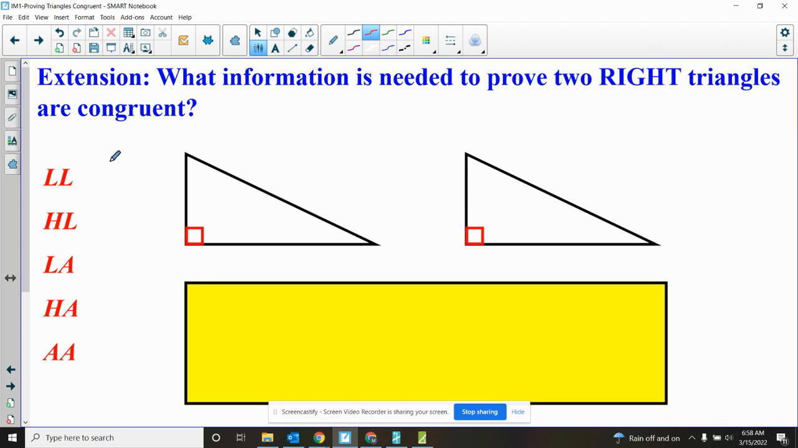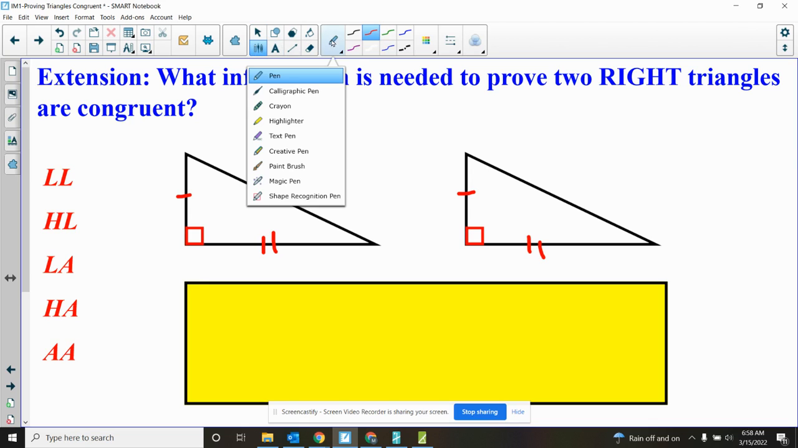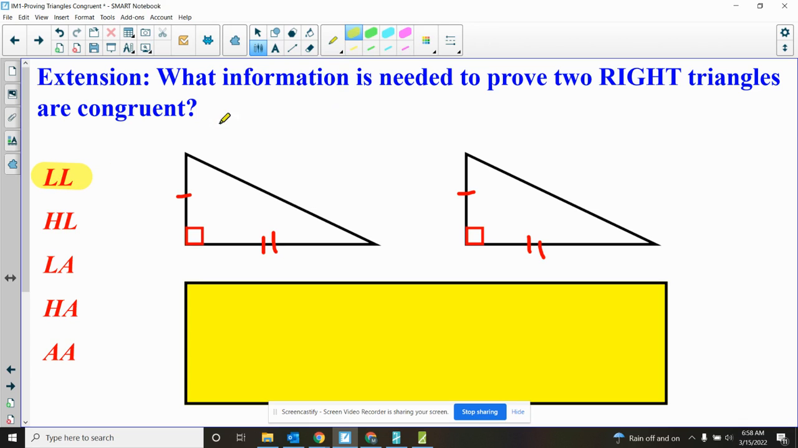So let's just run through them. If in 2 right triangles, I know that I have a set of legs that match and then another set of legs that match. Well, basically, isn't that just SAS? SAS, side angle side? It looks like it to me. So yeah, leg-leg is going to work. LL is basically just the right triangle version of SAS. That one's going to work. Okay, let's check the next one now.